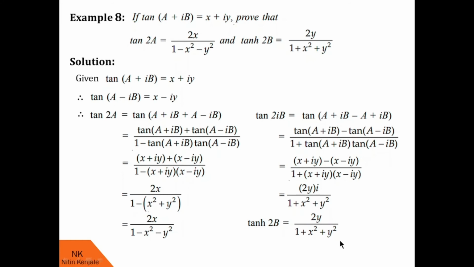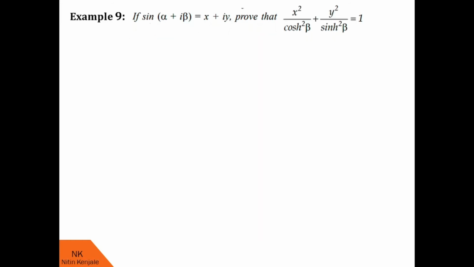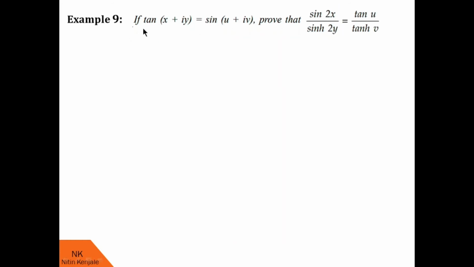So let us proceed with example number 9. Here, given that if tan of x plus iy is equal to sin of u plus iv, then we have to prove that sin 2x upon sinh 2y is equal to tan u upon tanh v.